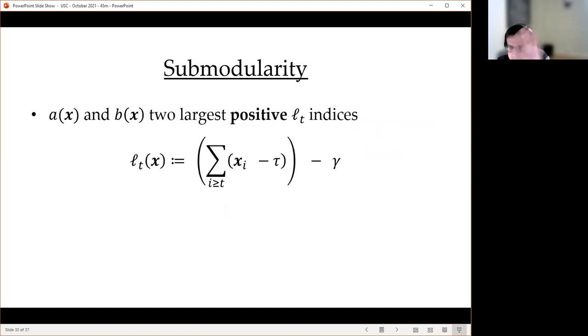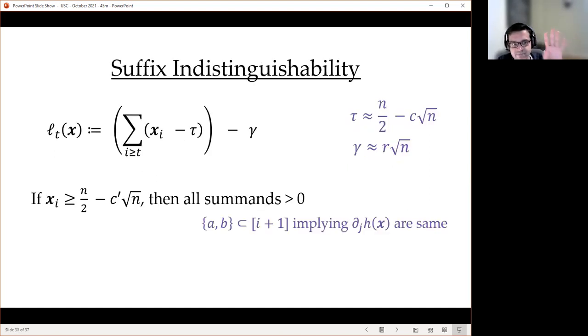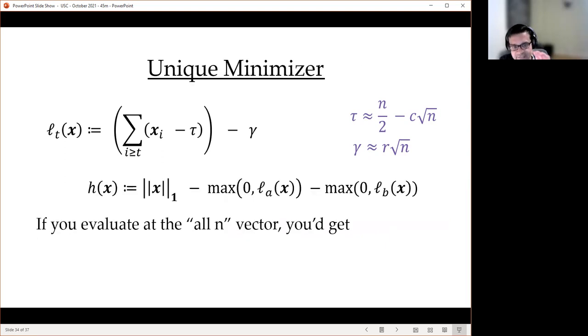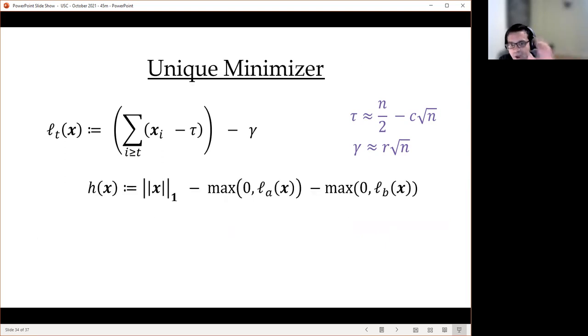So I'm going to skip the description of why they are submodular and why they're indistinguishable. Hopefully the examples show that when things are balanced, the A's and B's are actually next to each other and don't discover anything. The last technical thing I want to end with is why this cube root n. So this is the function value. And what we really want is the unique minimizer, the last part.